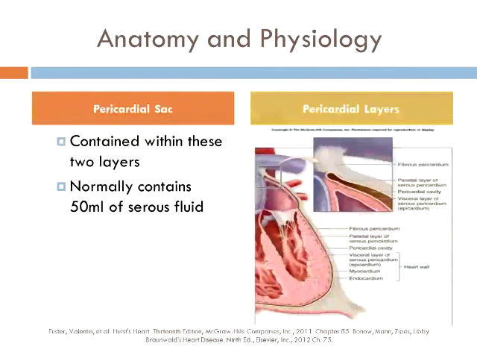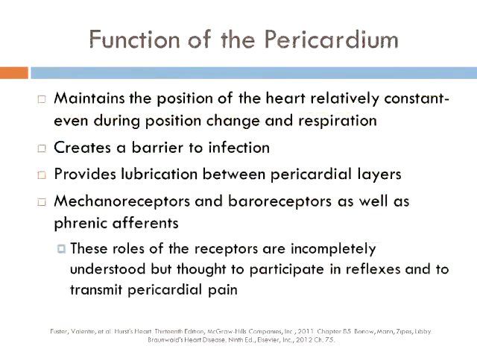In a normal heart, it contains about 50 mLs of serous fluid. If you look here, you can see right about in there is where our normal fluid would be present. The normal function of the pericardium is to maintain the position of the heart. It's to keep the heart pretty much constant in the chest during respiration. It also helps to create a barrier from infection. Anytime we have infection in the mouth, in the throat, it helps to keep it from tracking down into the mediastinum, into the heart. It helps to create a lubrication between the pericardial layers when the heart is actually beating.